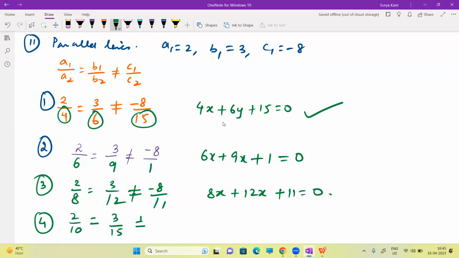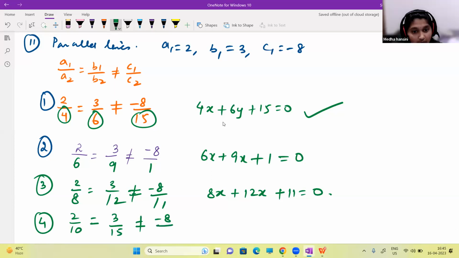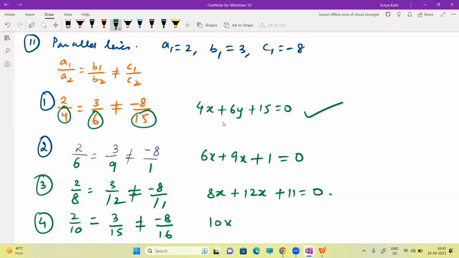Is it not equal to minus 8 by 16? No, 17. 16 is also fine, not a problem. 8, 1 by 2 is coming. No, this is 1 by 5. So 1 by 2 is also not a problem. So 10x plus 15y plus 16 is equal to 0.